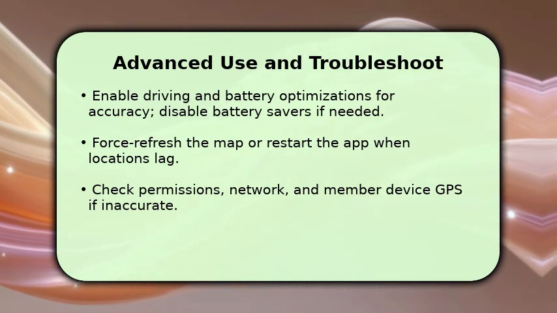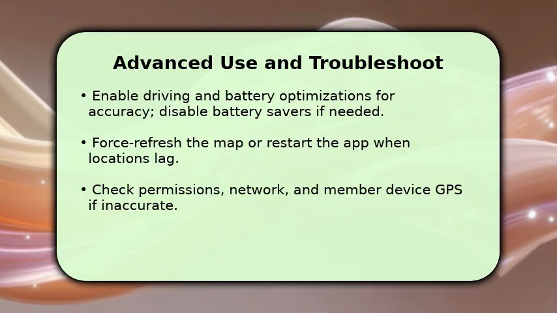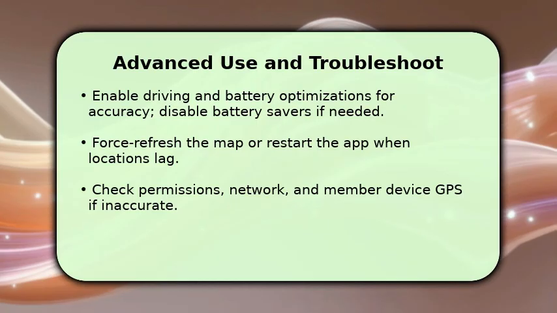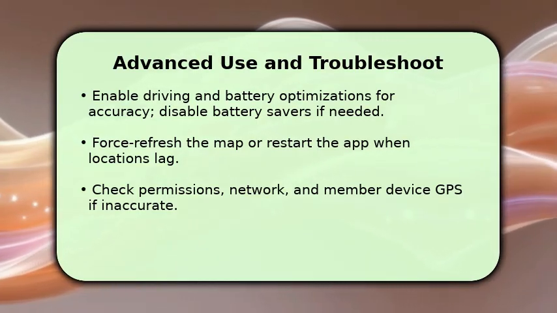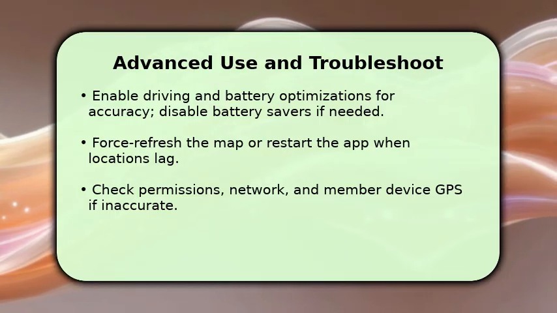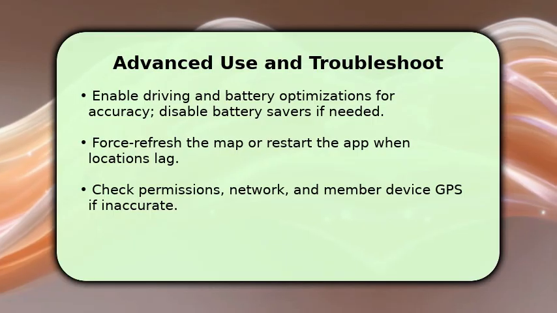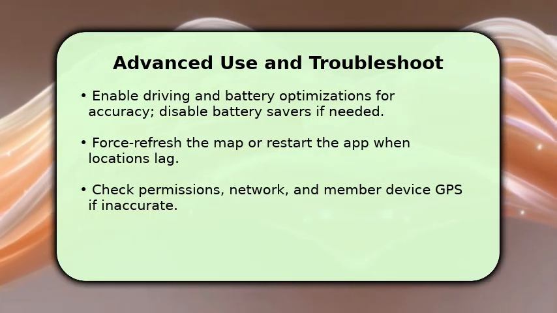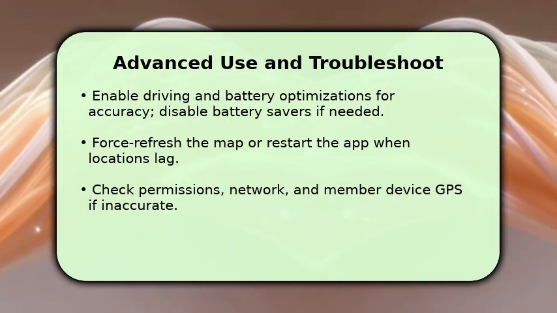If a member's location is stale, force refresh the map, ask them to open the app, or restart the device to reset GPS fixes. If problems persist, check that Life360 has location permission, background refresh, and internet access. If one device still shows wrong data, re-invite the member to the circle. Troubleshooting like this usually restores reliable tracking.